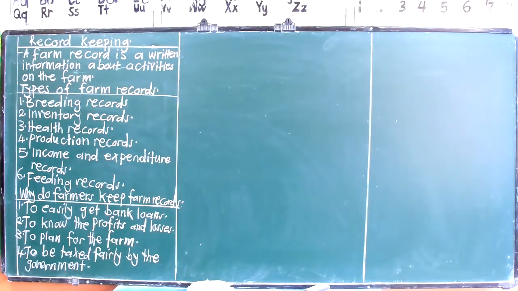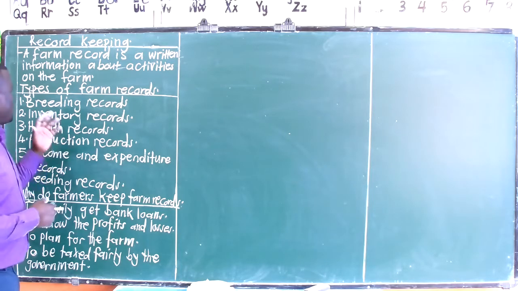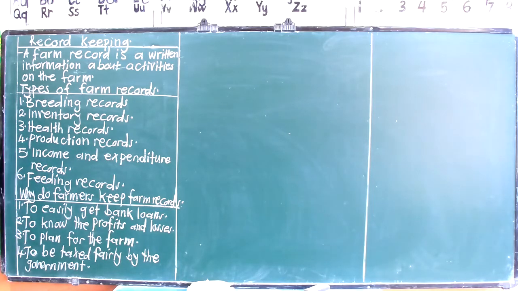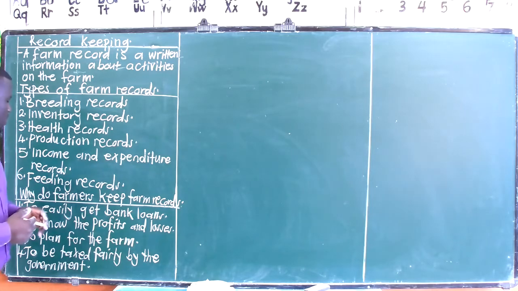Okay, we're looking at record keeping. What is a farm record? A farm record is a written information about activities on the farm. We have types of farm records: breeding records, inventory records, health records, production records, income and expenditure records. Then we have feeding records.